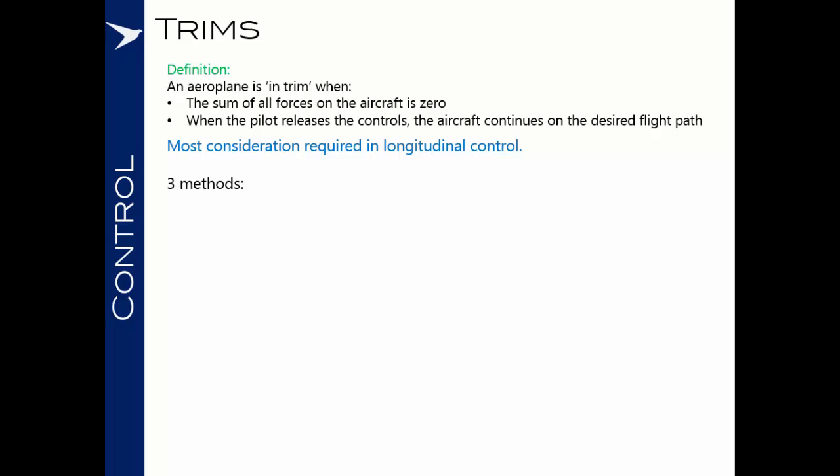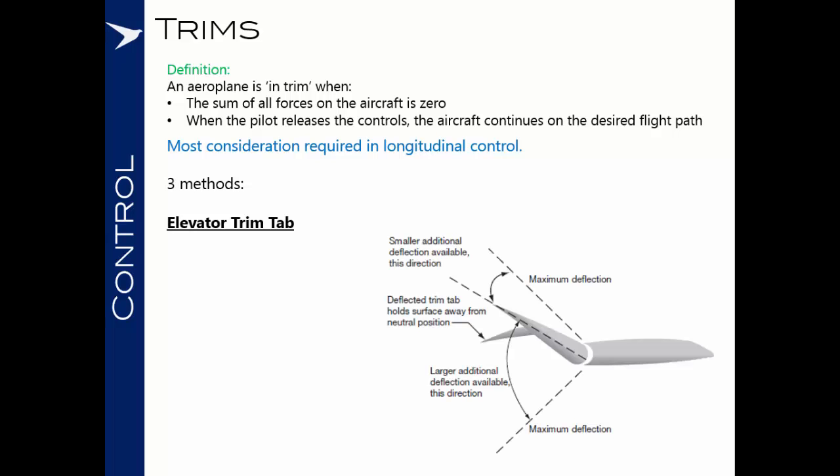There are three main methods in which modern jet transport aircraft trim in the longitudinal axis. The first of these is an elevator trim tab. The elevator trim tab, you will have seen, is effectively a smaller control surface which is deflected at the trailing edge of the main control surface.